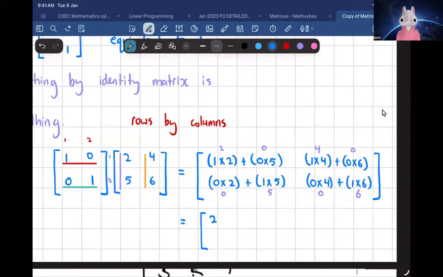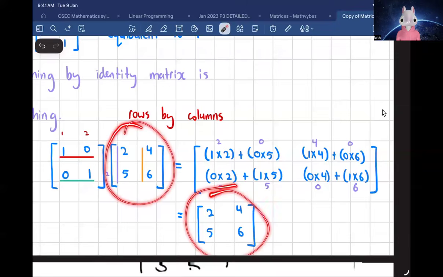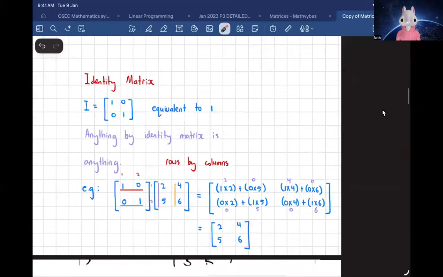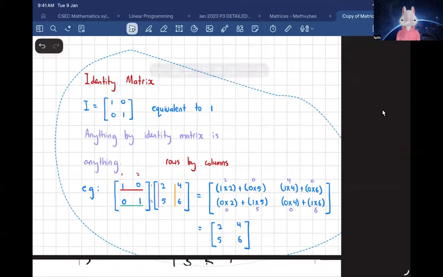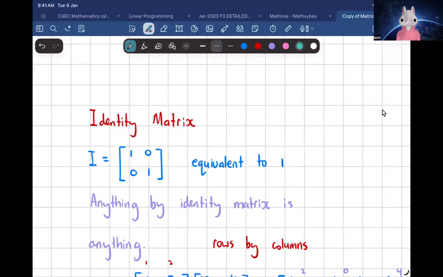What is 4 plus 0? 4. What is 0 plus 5? 5. What is 0 plus 6? 6. Okay, do we get back the original thing? Yes, sir. So again, the identity matrix is equivalent to 1. If you multiply any matrix by the identity matrix, you're going to get back what you're playing with. And how do we get the identity matrix? Well, you get it whenever you multiply the original matrix by its inverse. That's how you get the identity matrix.